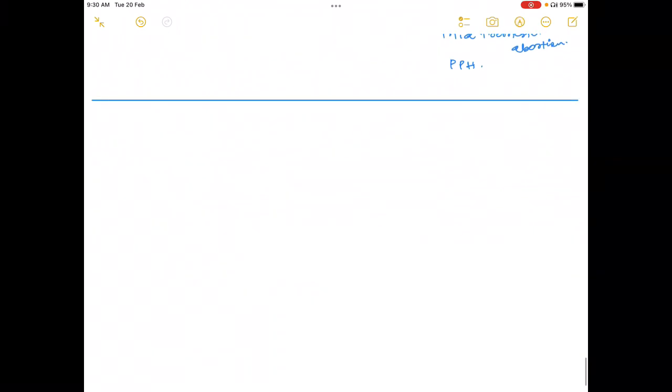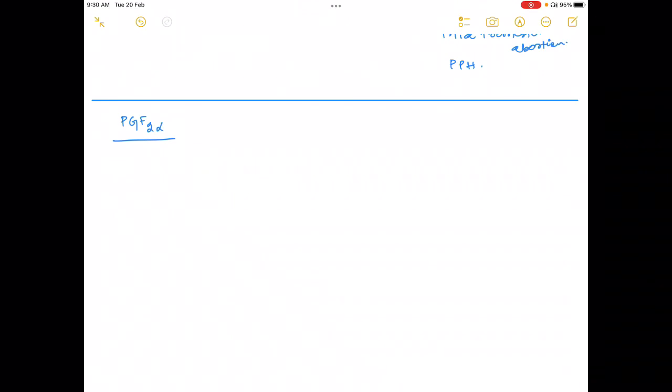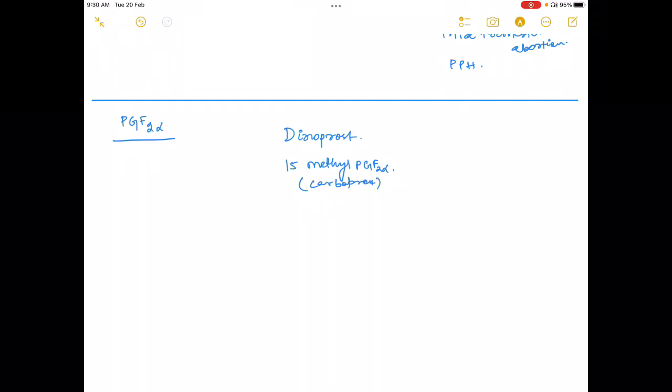Next, coming to PGF2 alpha. What are the various analogs? Dinoprost, and 15-methyl PGF2 alpha, which is also known as carboprost. These are used in midterm abortion and in controlling postpartum hemorrhage.